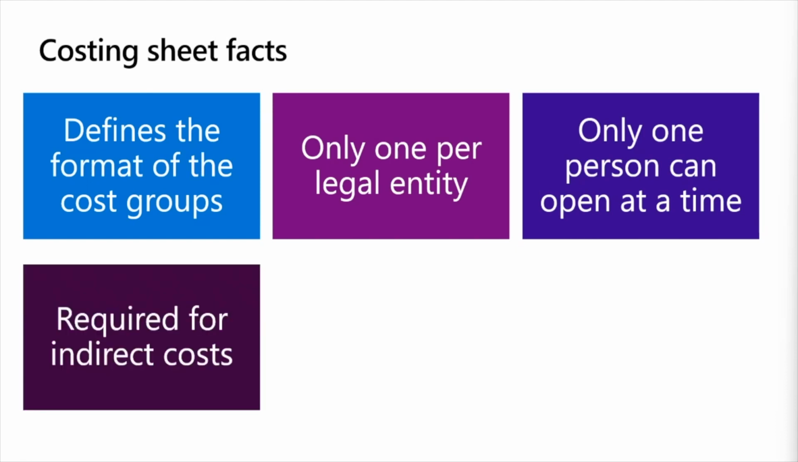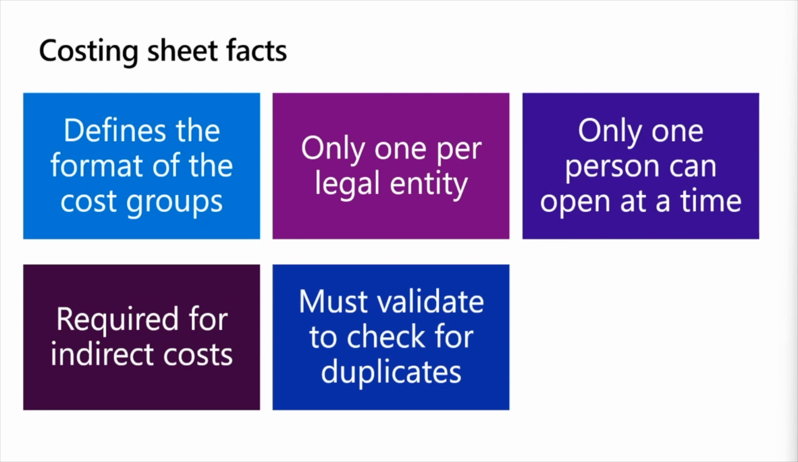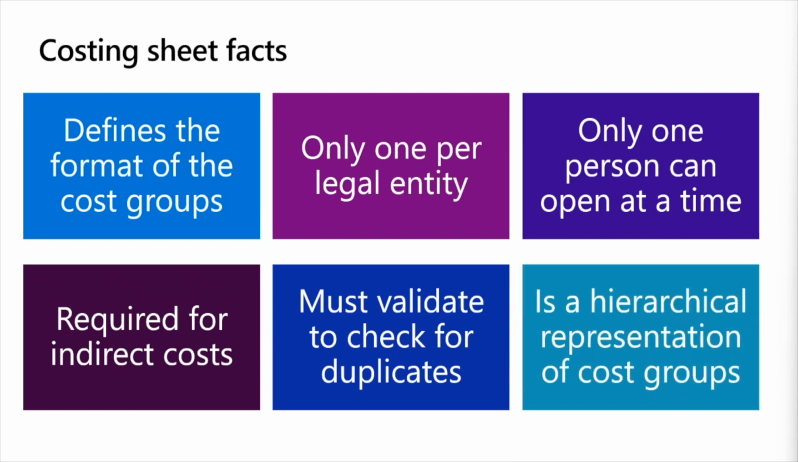If you need to add overheads for indirect costs, a costing sheet is required. After you make changes to the costing sheet, you must validate the costing sheet to check for duplicates and any missing configuration before the changes are saved and made effective. Lastly, the costing sheet can be thought of as a hierarchical representation of your cost groups used for reporting and variance analysis.